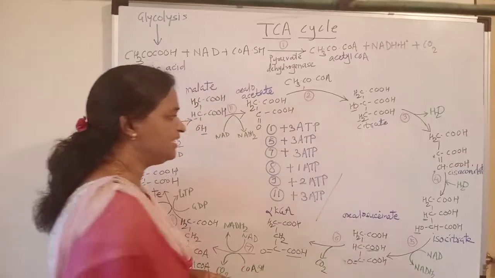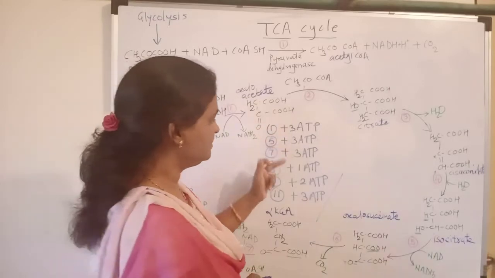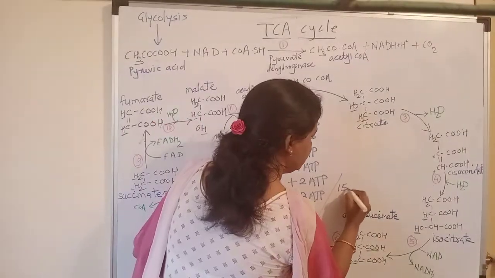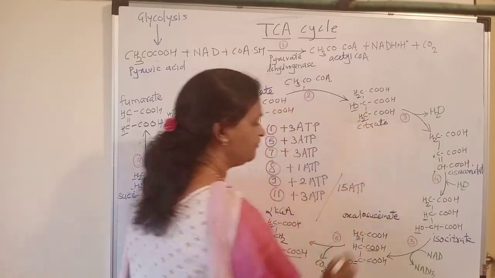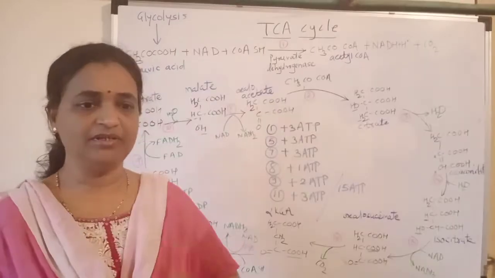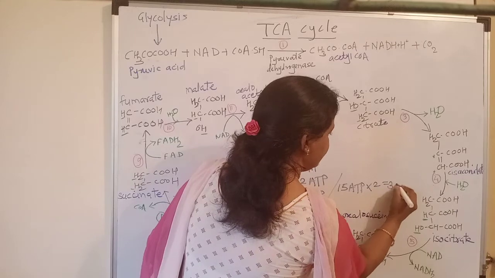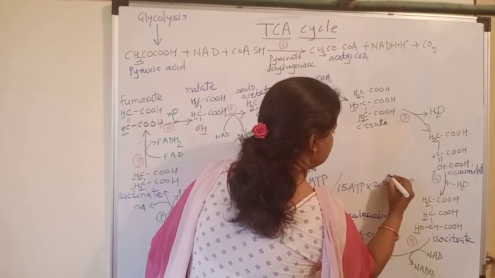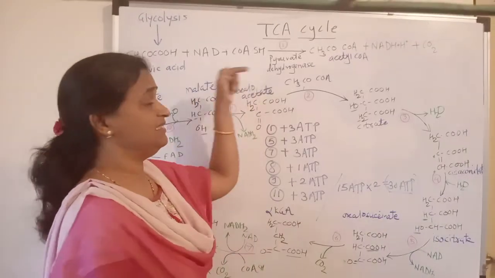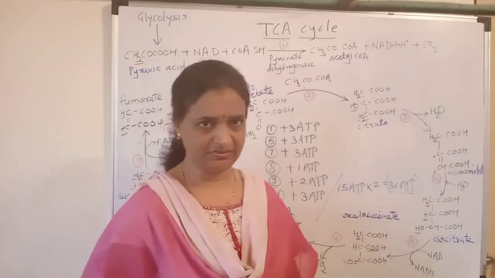And now what is the net gain of ATP in the TCA cycle? 3 plus 3 plus 3 plus 1 plus 2 plus 3, it is about 15 ATP. So the total net gain is 15 ATP in the TCA cycle. And as you know, there are 2 pyruvic acid molecules obtained from glycolysis. 15 into 2 is equal to 30 ATP. So 30 ATP is the net gain of ATP while passing this pyruvic acid through the TCA cycle. That's why it is a fueling pathway.